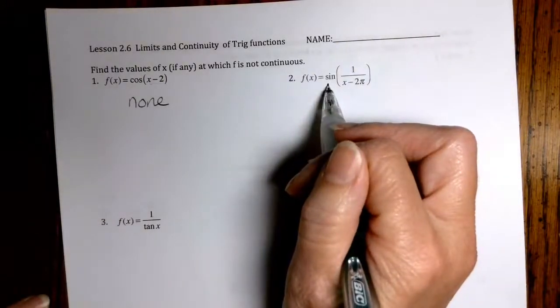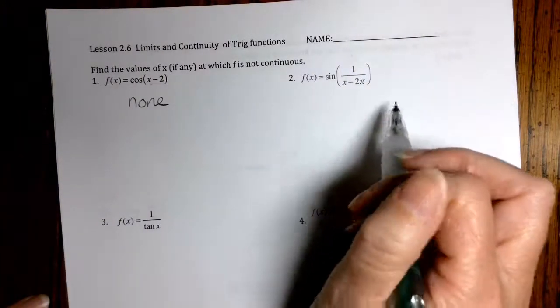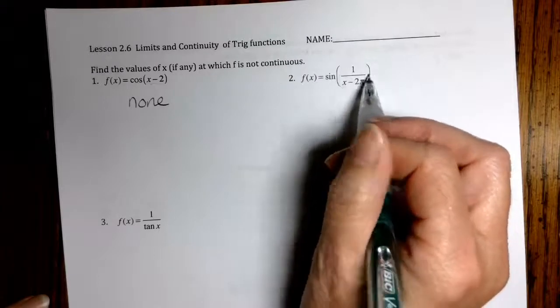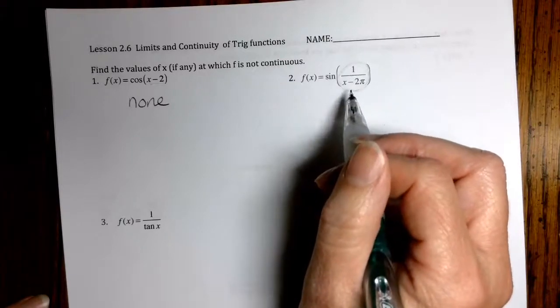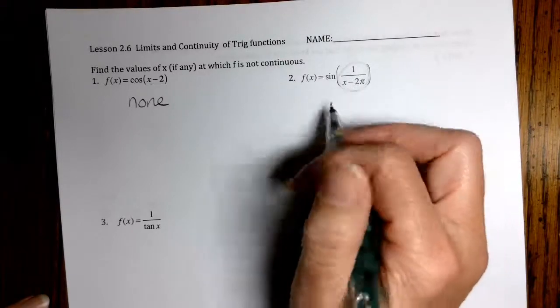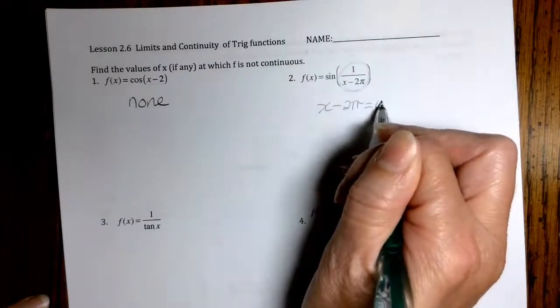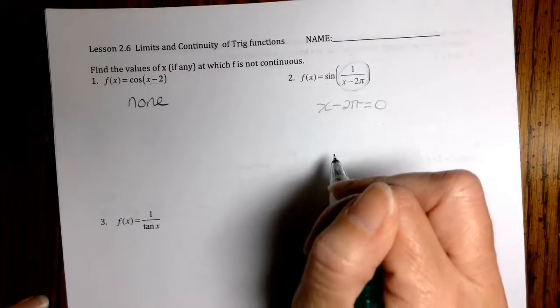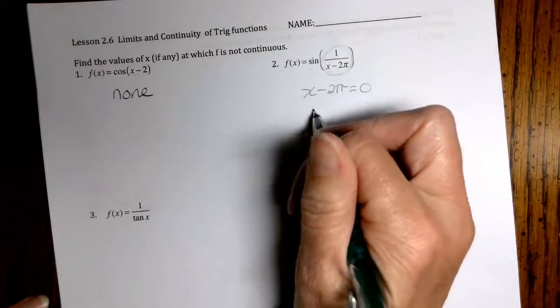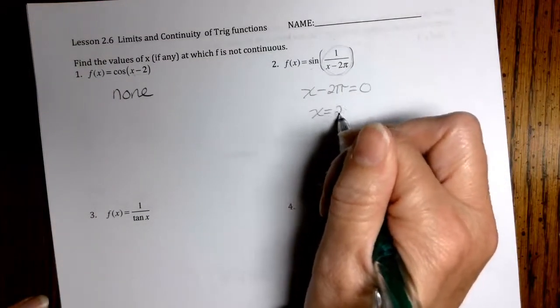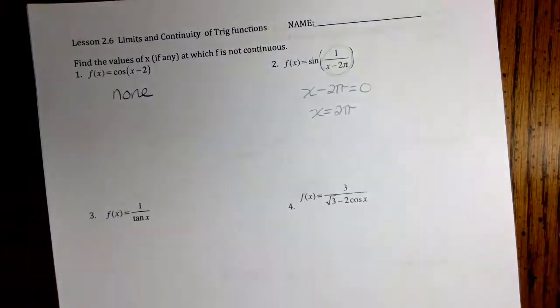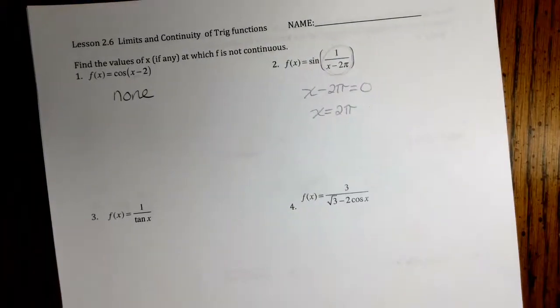My sine function normally is a wave, but the input here is now a fraction. What makes something not continuous is when you focus on the denominator equaling 0, that's going to be where you're having discontinuities. So I solve, and the value for where this function is not continuous is when it's at an input of 2 pi.